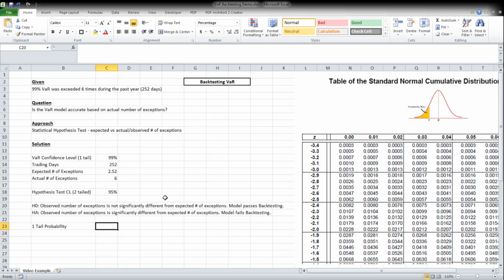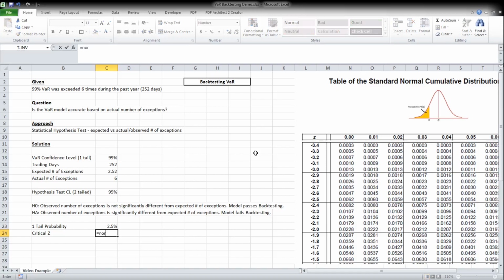So it's 1 minus the 95%, divided by 2 because we have two tails. So each tail will have 2.5% probability. What is the critical z-score associated with that probability? Let me first use Excel, and then I will show you how to use the standard normal table to find the same number, because you don't always have Excel next to you. Sometimes you have to do it on a paper-based test with a calculator and a table.